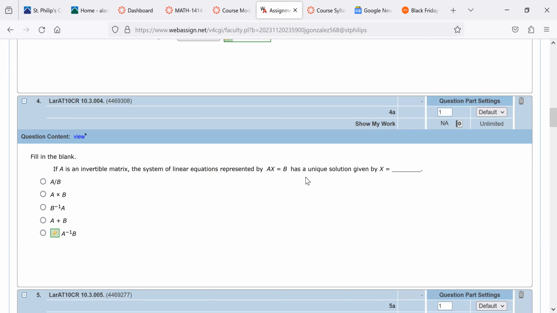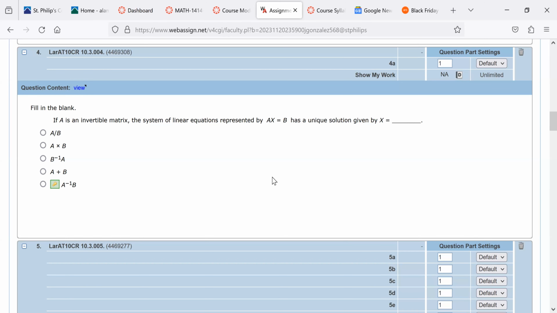Now, there is a formula you can use. Basically, take this general equation: A is a matrix times x, where x is a column of variables, equal to b, which is the constant terms.